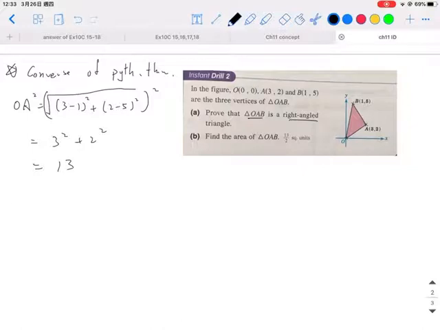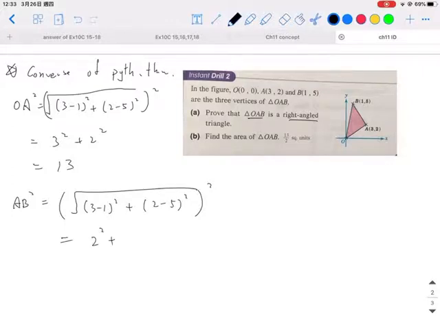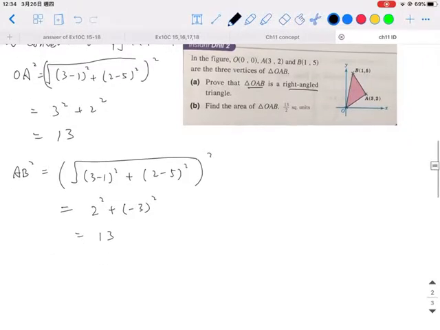And the second one is AB squared. The square of this square root is (3 minus 1) squared plus (2 minus 5) squared. So it should be 2 squared plus negative 3 squared, which is 13. Therefore, OA squared plus AB squared is equal to 13 plus 13, which is 26.